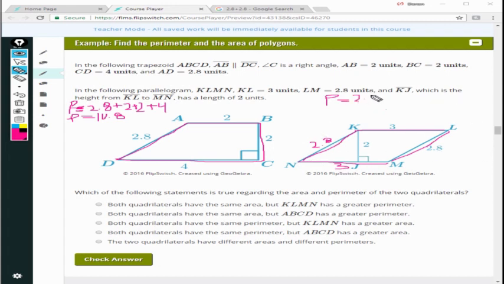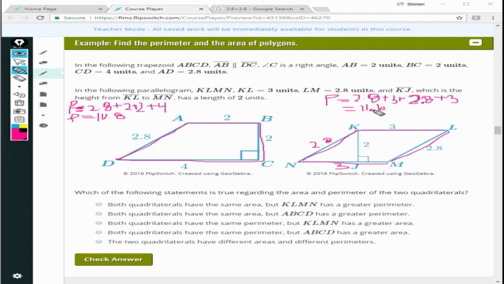So 2.8 plus 3 plus 2.8 plus 3. And that's going to equal, 2.8 plus 3 is going to give me a 5.8. If I did it again, I have another 2.8 plus 3, so I have two 5.8s. So 5 plus 5 is 10, and 0.8 plus 0.8 is 1.6, so I have a total of 11.6.